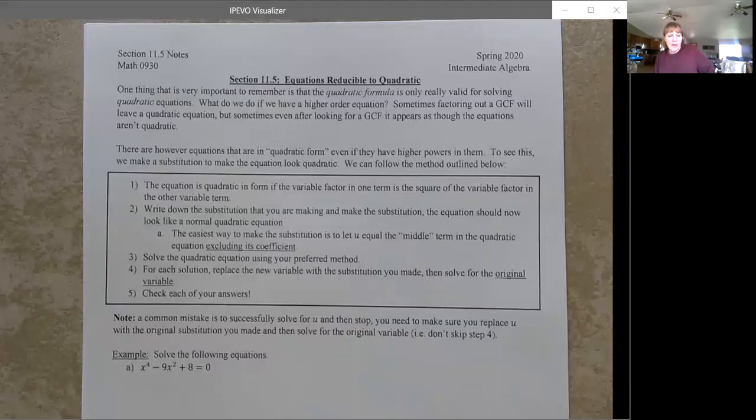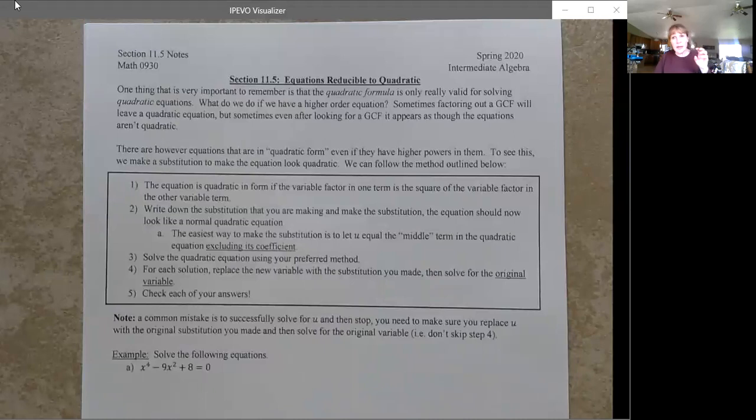Well, hi there. Now, we're going to be looking at section 11.5, and then we're just going to do 11.6 and we're going to be done. But I did want to touch on 11.5. We're not going to spend a lot of time on this.